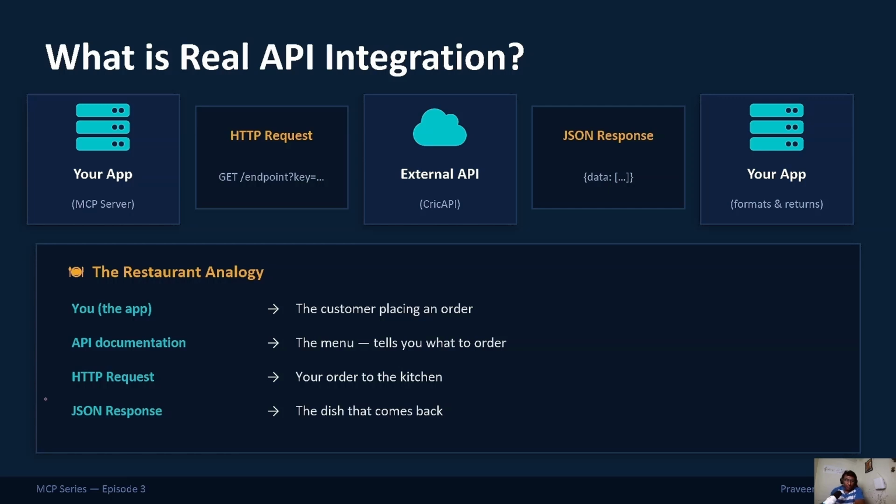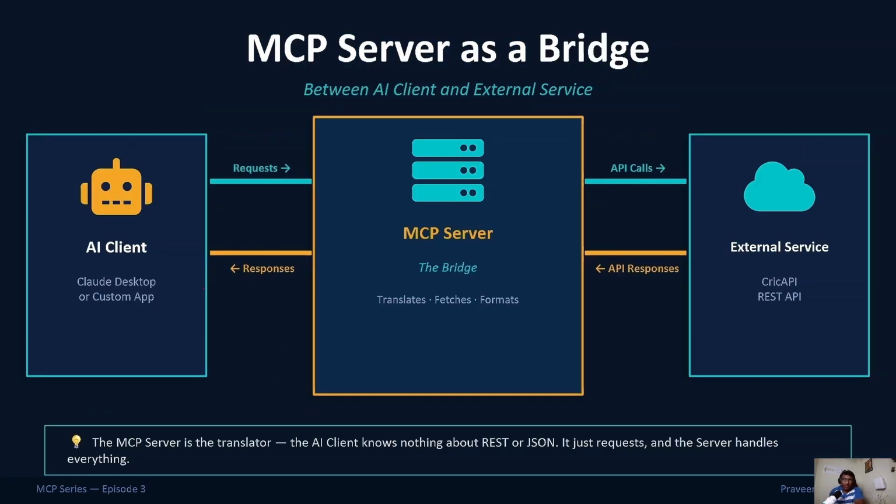In our case, we are the MCP server. The menu is the CricAPI documentation. Our request is an HTTP call with the API key and parameters. And the response is live cricket data like matches, players, and scores. So now we are moving from fake data to real live data. Now here is the key idea for this episode.